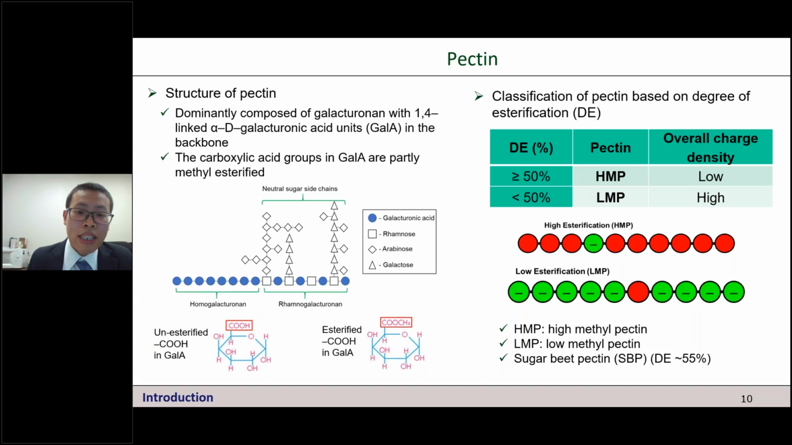The carboxylic acid groups in galacturonic acid residues can be methyl esterified to reduce the charge density of pectin. Based on DE, pectin can be classified into high methoxyl pectin, HMP, with a DE higher than 50 and low overall charge density, and LMP, the low methoxyl pectin, with a DE lower than 50 and high overall charge density. The sugar beet pectin, SBP, is a widely used HMP, since it has a DE around 55%.